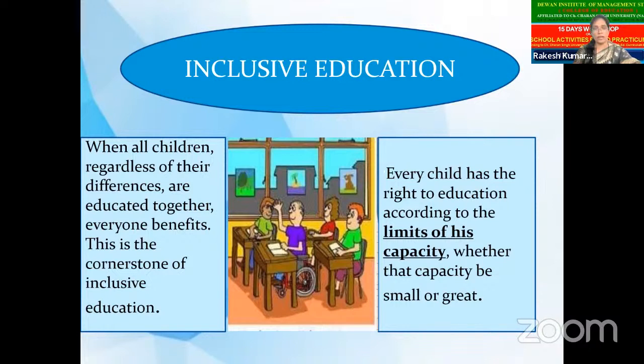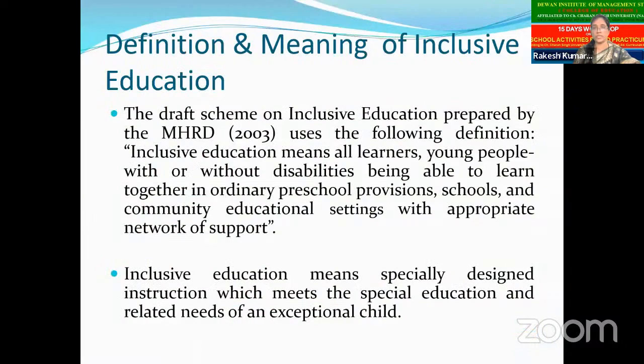For example, hearing impaired children may require a hearing aid, likewise auditory training, lip reading, etc. Just like orthopedically handicapped children may require wheelchairs and removal of architectural barriers. So in inclusive education, every child has the right to education according to the limits of their capacity.